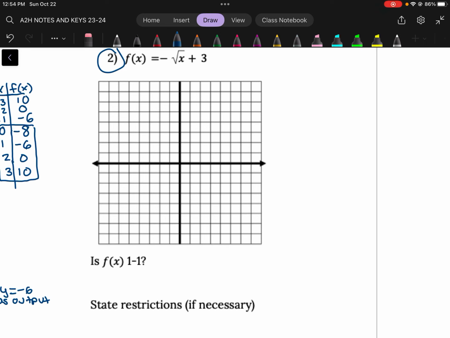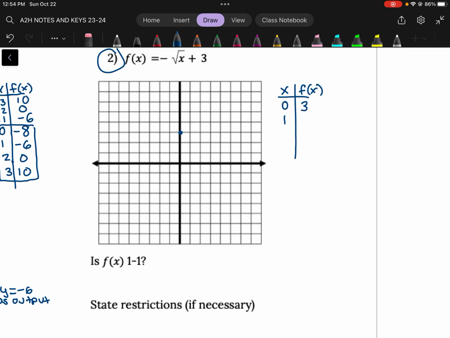All right, let's try this one. So negative square root of x plus 3. Let's make a little function here. Now, if it's a square root function, I'm only really going to plug in things that work nicely, right? Plug in 0, because I know if I plug in -1, it's not going to work. The lowest I can plug in is 0. If I plug that in, I get negative square root of 0 plus 3, I get 0, 3.